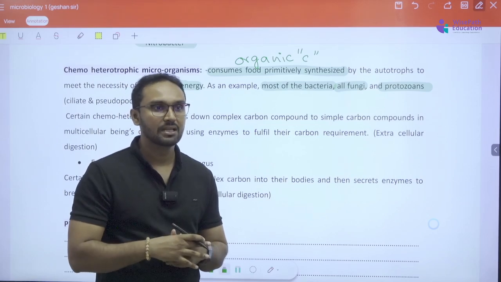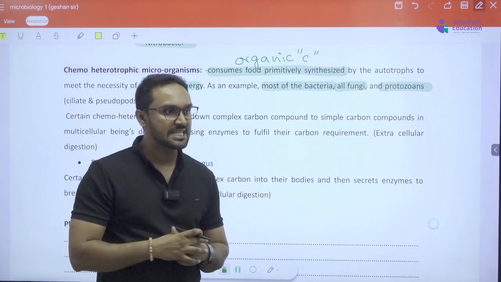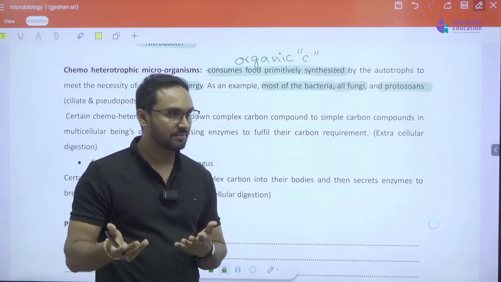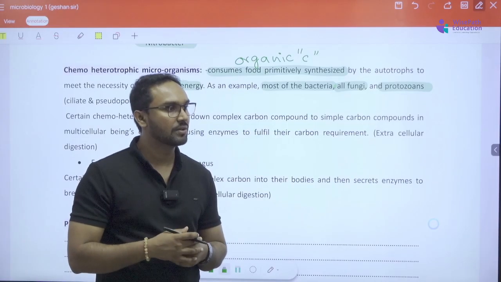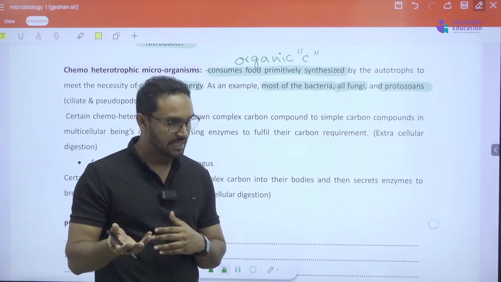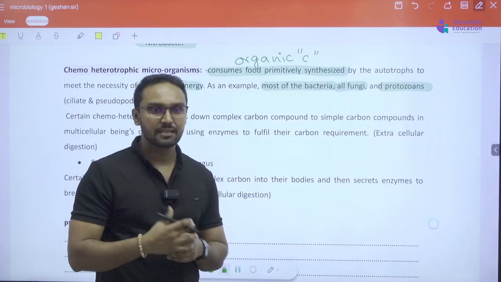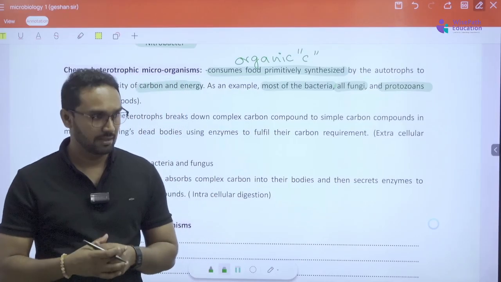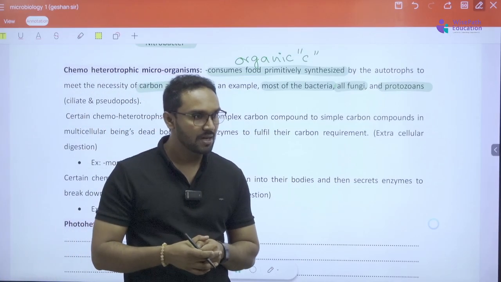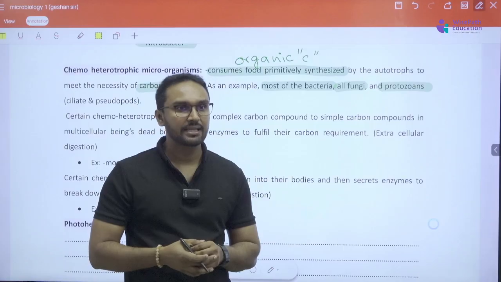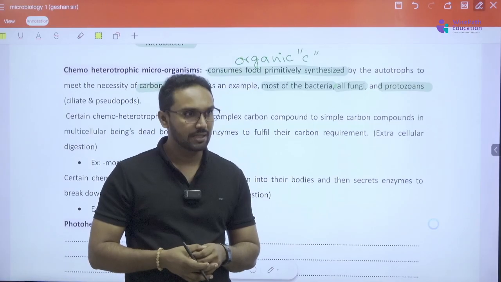Extracellular means out of the cell. Digestion is simple, the digestion. So the digestion occurs out of the cell, which means they secrete the enzymes out of the cell, right? They secrete the enzyme out of the cell, and the digestion happens out of the cell.